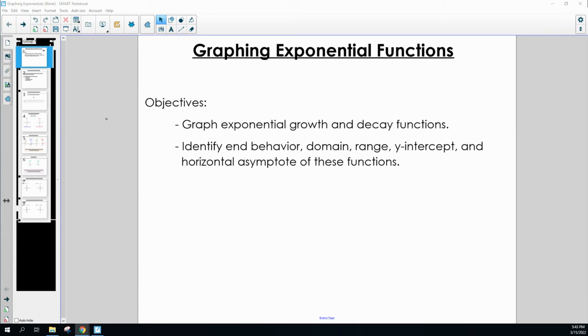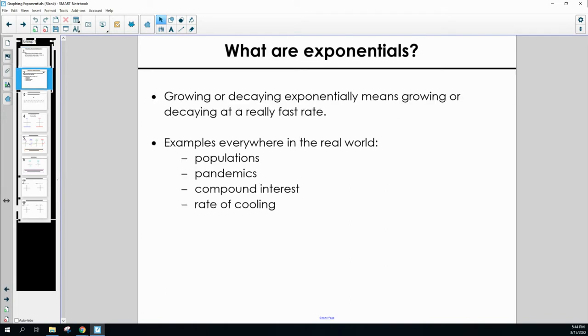In this lesson, we're going to look at how we can graph exponential functions. So before we do that, let's talk about what exponentials are. So growing or decaying exponentially means growing or decaying at a really fast rate. So I'm sure that you've heard about this in the real world.